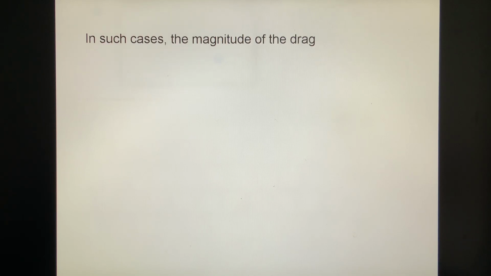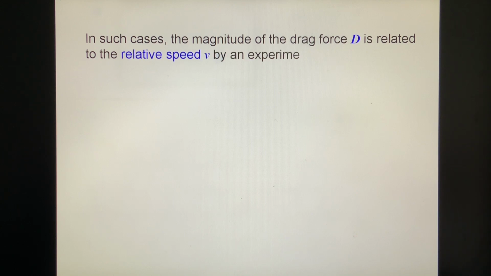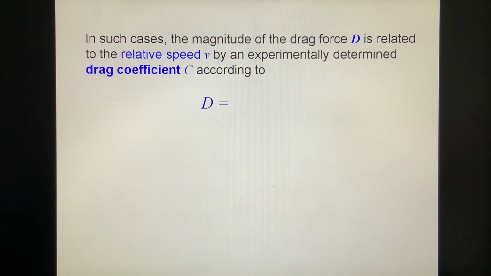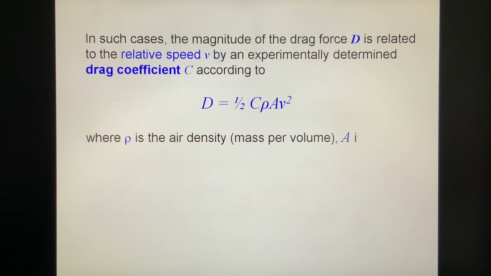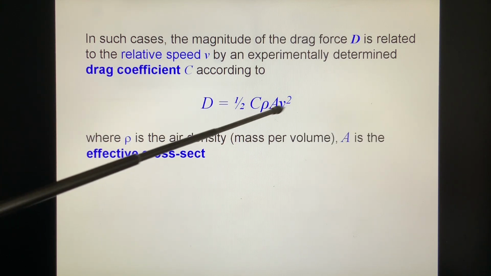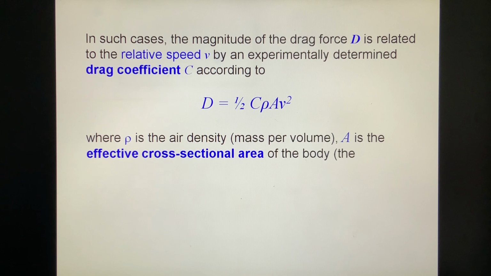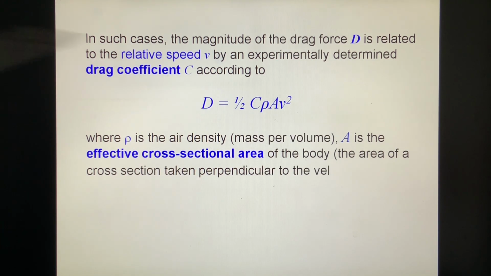In such cases, the magnitude of the drag force D is related to the relative speed v by an experimentally determined drag coefficient C, according to D equals half C rho A v squared, where rho is the air density and A is the effective cross-section area of the body, the area of a cross-section taken perpendicular to the velocity v.